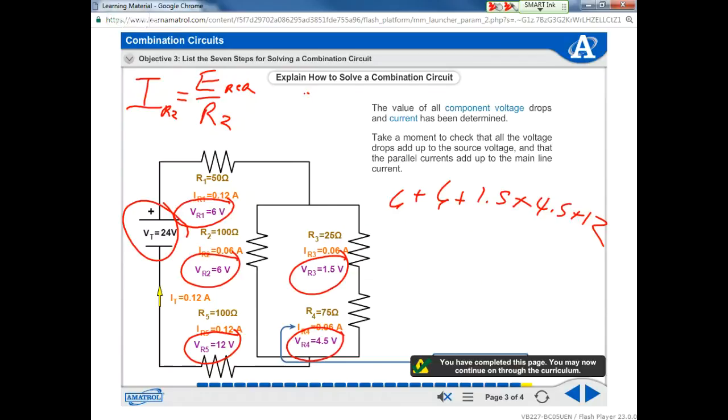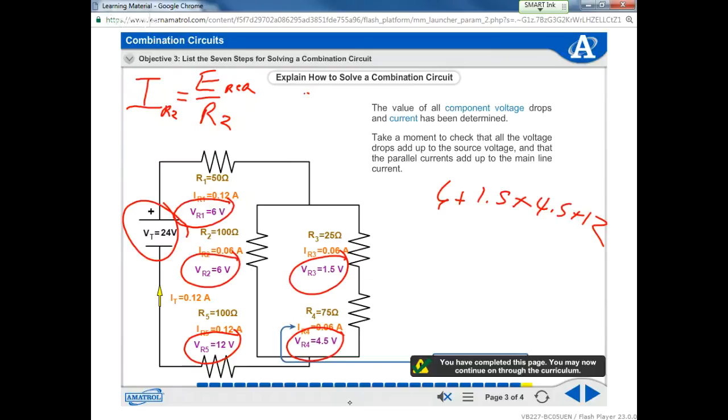Wait, that's more than 24. That's 30. Did I miss one? It should be 6 plus 1.5 plus 4.5 plus 12. You put one too many 6s. Oh, yes. Thank you. Sorry. But my original circles were correct. Yes, my circles were correct.